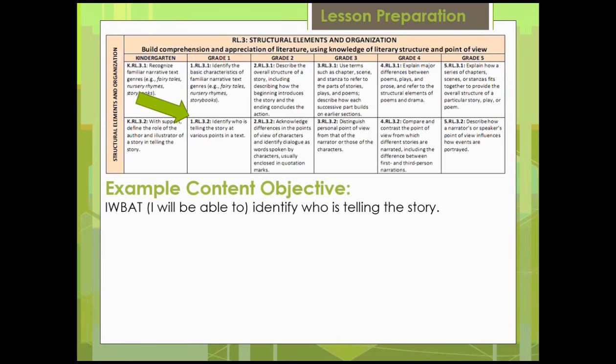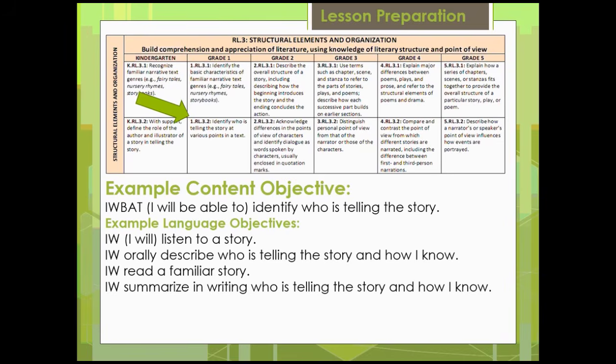So in the next few slides, let's take a look at some example language objectives. If you remember in the earlier slides, we looked at a grade level 1 standard. Standard 1 RL32: Identify who is telling the story at various points in a text. Our example content objective was, I will be able to identify who is telling the story. What would language objectives look like for this lesson? I will listen to a story. I will orally describe who is telling the story and how I know. I will read a familiar story, and I will summarize in writing who is telling the story and how I know. If you look at the example language activities, we've listed listening, speaking, reading, and writing all in one lesson.